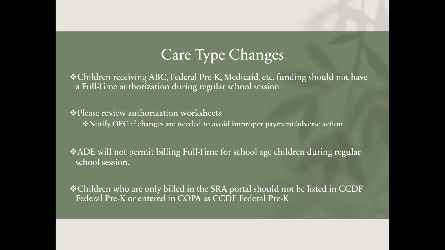When you're receiving your new authorization worksheets for these children, you can find those in two places in your SRA portal. They come first to your notifications page when you first log in, and then you can view them again under the Reports tab by selecting Authorization Worksheet. You can search by the name of the child or the authorization number, and it'll have a chart there showing you the care types for the calendar of days that the authorization covers.